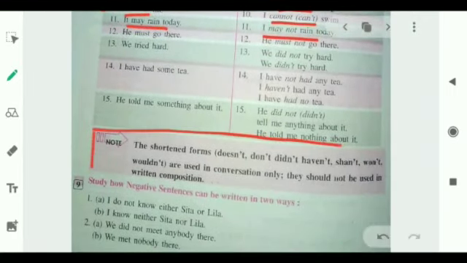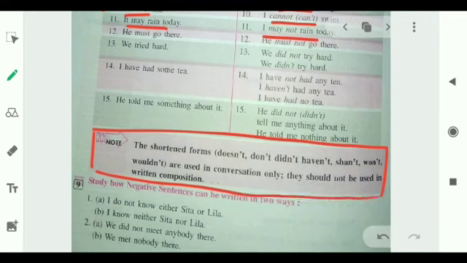So let's move to this box now. This one. Let's see what it says. The shortened forms doesn't, don't, didn't, haven't, shan't, won't, wouldn't are used in conversation only. They shouldn't be used in written composition. Now students, please note, while you're writing, please don't use the abbreviated form. But while speaking, you may use the short forms, right? So please remember, don't use abbreviated or shortened forms while you are writing in your notebooks, but you may use them while you are speaking or having a conversation with someone.